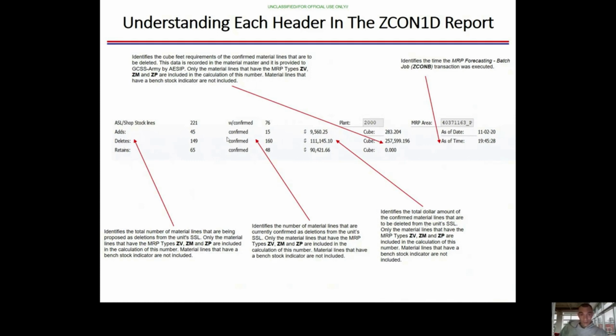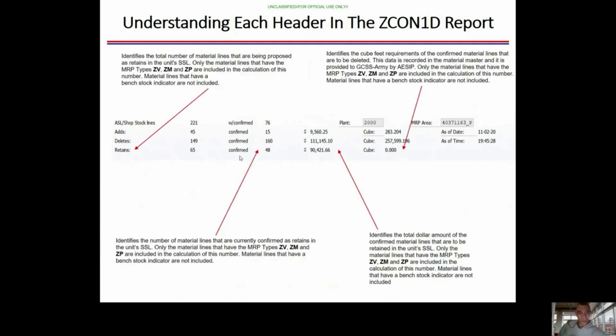For example, of 160 lines, 111,000 of them are going to be deleted. All right, and then your as of time, self-explanatory. That's the time you ran the ZCOM Bravo batch. So when we're talking about retains, hope y'all are seeing the trend here. Okay, so add, delete, retain, right?